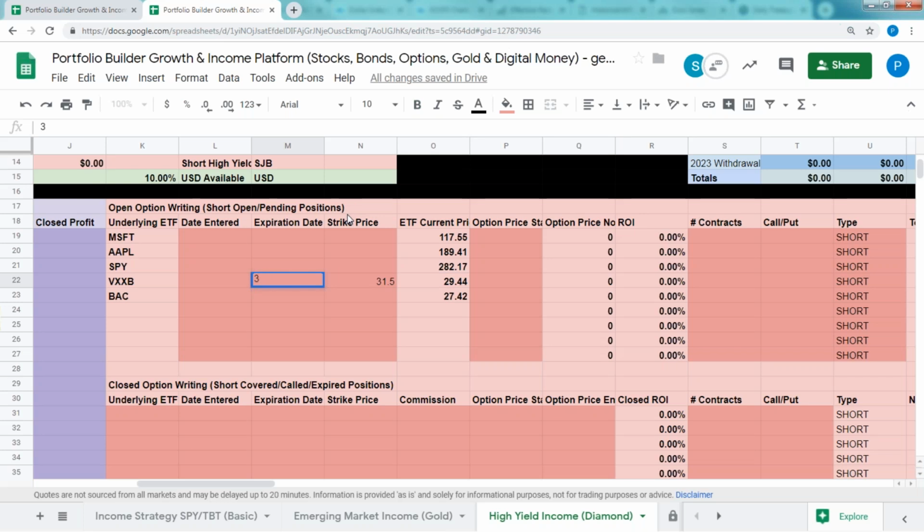Actually, I entered that, I'd say on the 22nd. It would have been a week. So the 22nd would have been March 29. So you entered it on 3/22 and it expires today, right? Yes. Okay. So date entered is 3/22, expiration date 3/29. What was the option premium you collected?